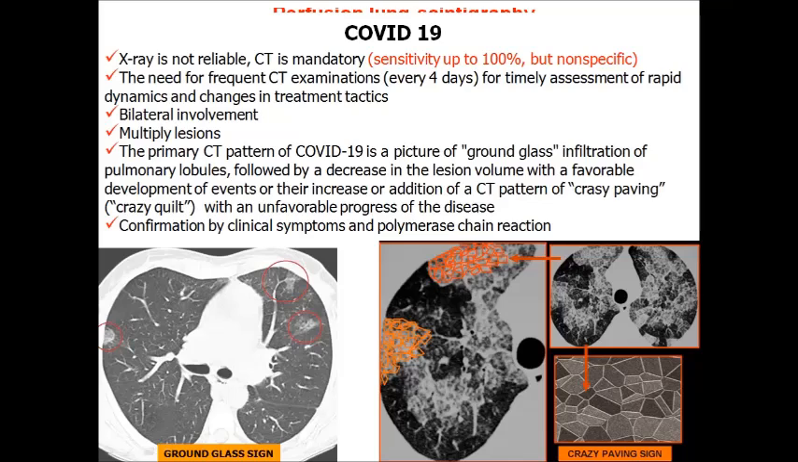First of all, X-ray is not reliable, and only CT may confirm the diagnosis, the presence or absence of pulmonary lesions. Sensitivity of CT in COVID-19 is up to 100%, but no specific finding will you meet on CT scans.